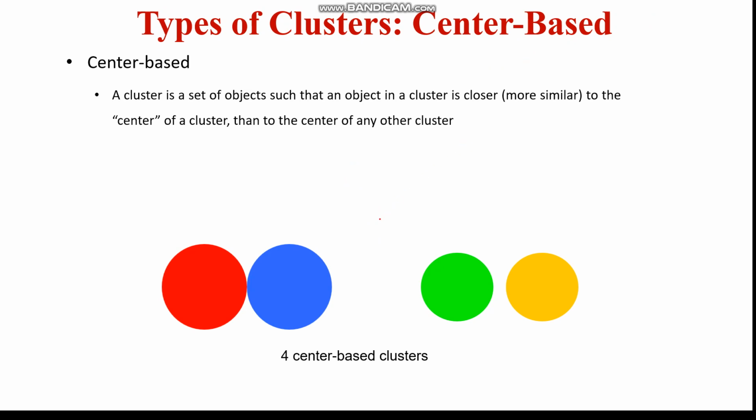And we have center based clusters. Here we can see there are four center based clusters, where a cluster is a set of objects such that an object in a cluster is closer or more similar to the center point. If we have this center point, then based on the center point the other data points are organized into the cluster. That's why they are known as center based clusters.